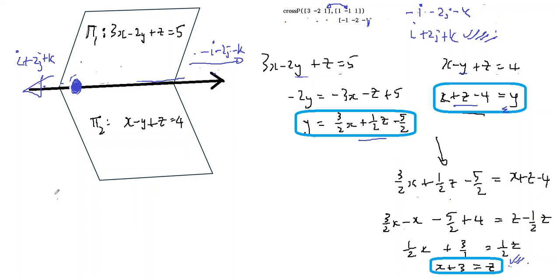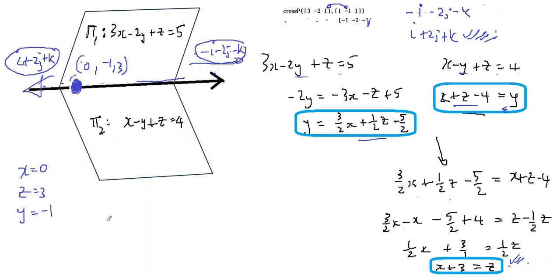So I'm going to say that one of the points is when x equals 0, which means x plus 3 is z, so z equals 3, and 0 plus 3 minus 4 is y equals negative 1. So that gives me the point 0, negative 1 and 3. A point on the line, and that's the direction of the line.